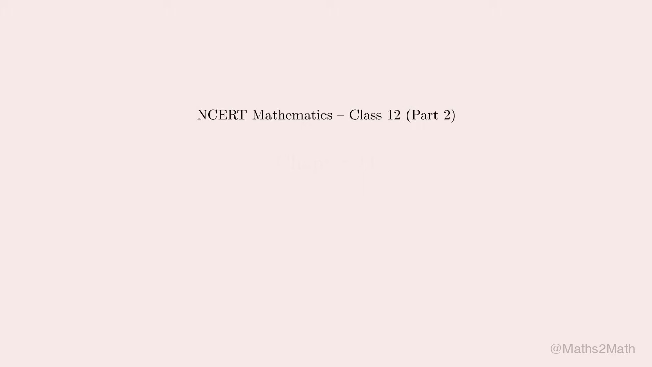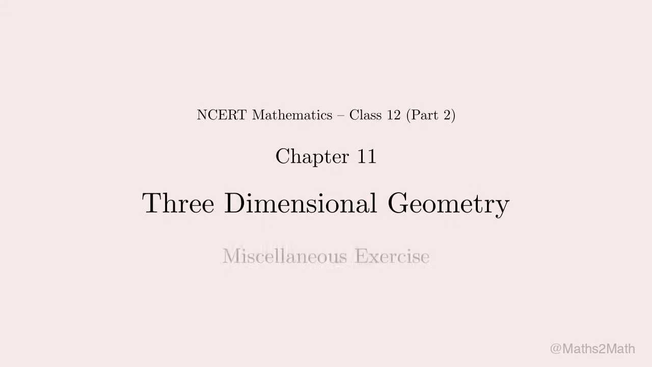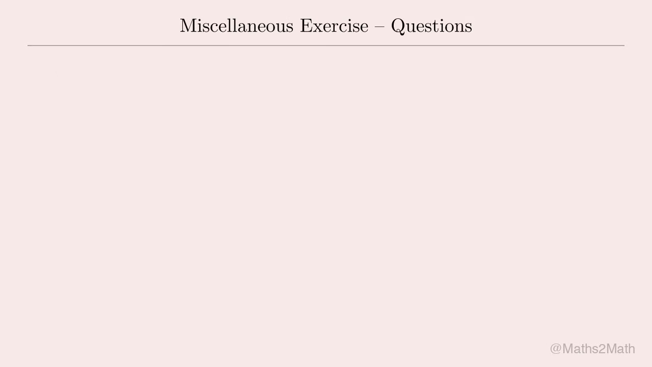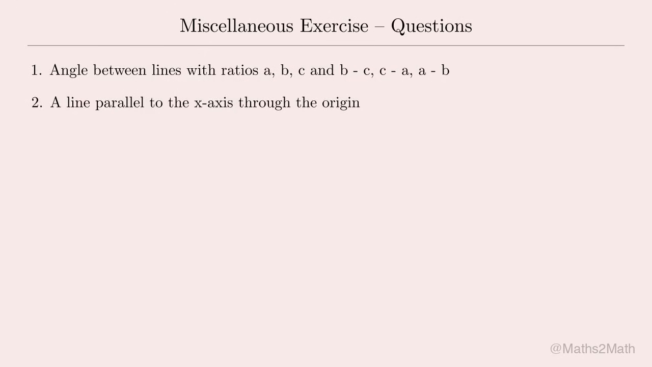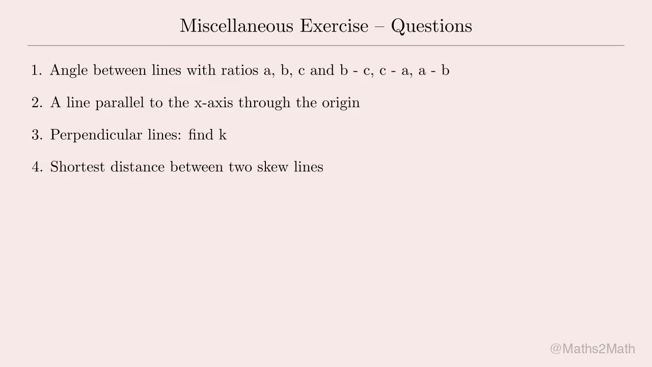In this video, we are solving every question of the miscellaneous exercise on Chapter 11, Three-Dimensional Geometry, from the NCERT Mathematics textbook for Class 12, Part 2. The miscellaneous exercise on Chapter 11 has 5 questions: a symbolic angle, a line along the x-axis, a perpendicularity value of k, a shortest distance, and a line perpendicular to 2 given lines. Here they are.